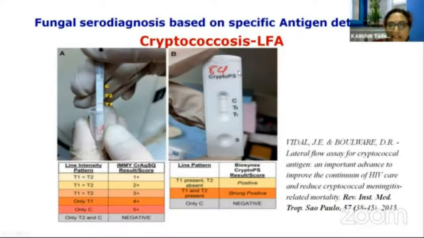It is in the form of a cassette, and it is very easy to perform. With the T1 and T2 bands, there is variation in the amount of antigen present. If you have a T1 band and T2 is absent, the result is positive. T1 and T2 will both be present in strong positive cases where the amount of antigen is high. T1 is where the amount of antigen is very low, in nanograms, whereas it will be in micrograms in case of the T2 band. But we don't report it as quantitative or semi-quantitative in BioSync. We just report positive or negative. If you get only the control line, it is reported as negative.